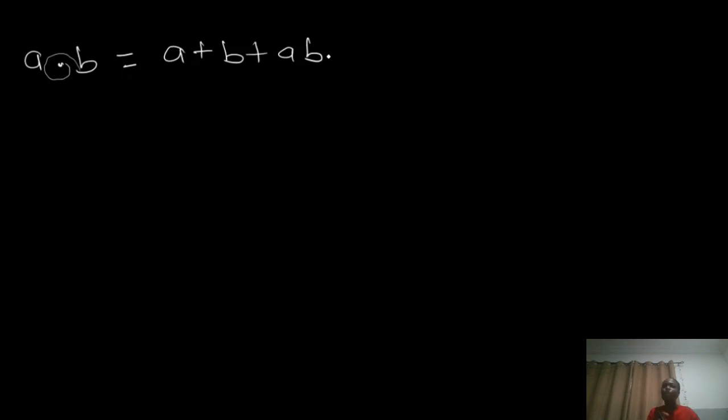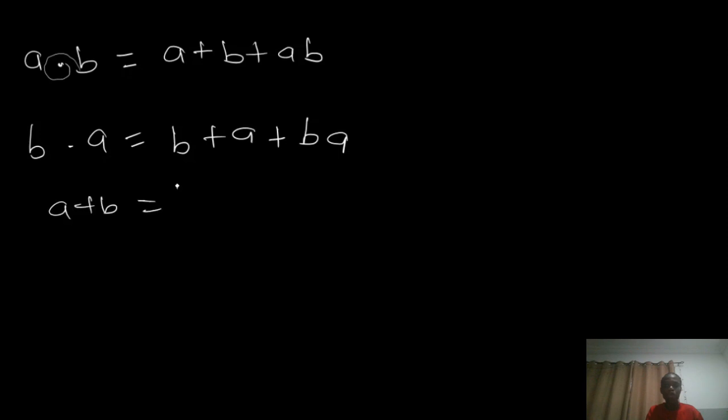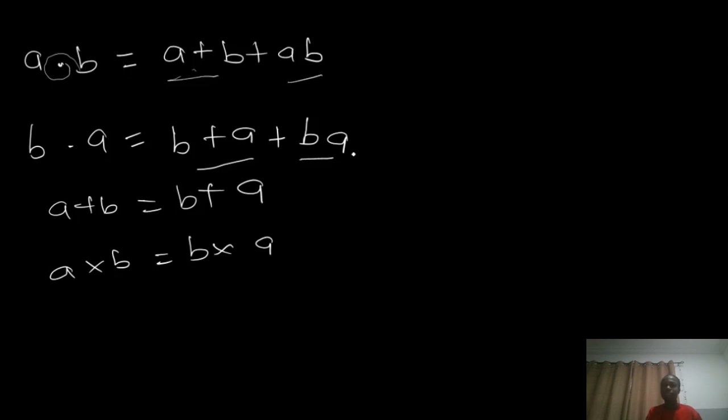So let's change the sequence of what you've been given and see if we are going to get the same result. If you change the sequence to b dot a, you are going to get b plus a plus ba. Now we know that a plus b is equal to b plus a. We also know that a times b is equal to b times a. So from here we can say that this and this are the same, and also ab is the same as ba. So since after we change the order of the elements involved our result is the same, we say that the operation dot is commutative.